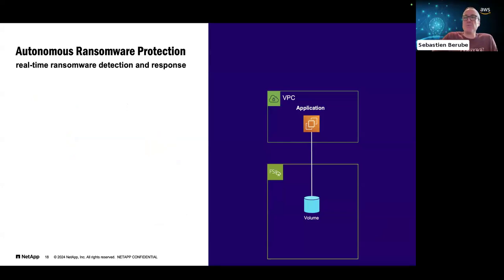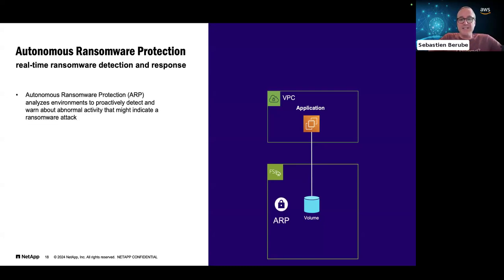Thank you. So when it comes to autonomous ransomware protection, or ARP, there's a couple of things that are important. We provide some tools for you to use within FSx for NetApp ONTAP. What attackers will typically do is they will look at trying to get access to your data. And there's a couple of different ways that attackers can get access to your data.